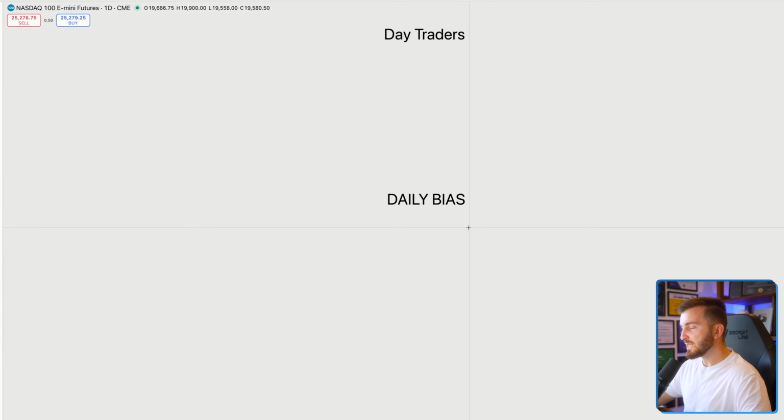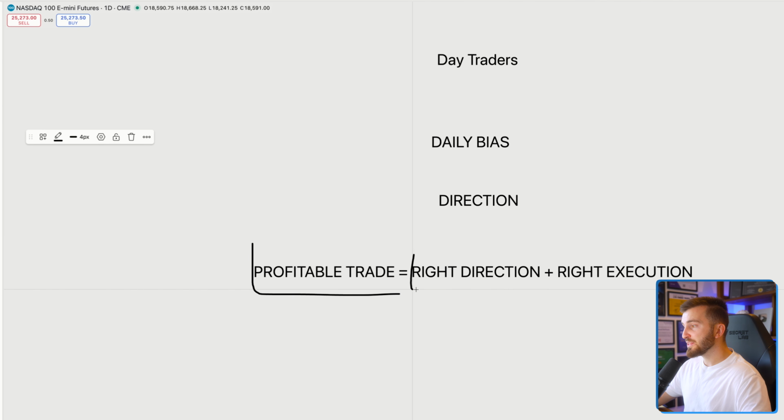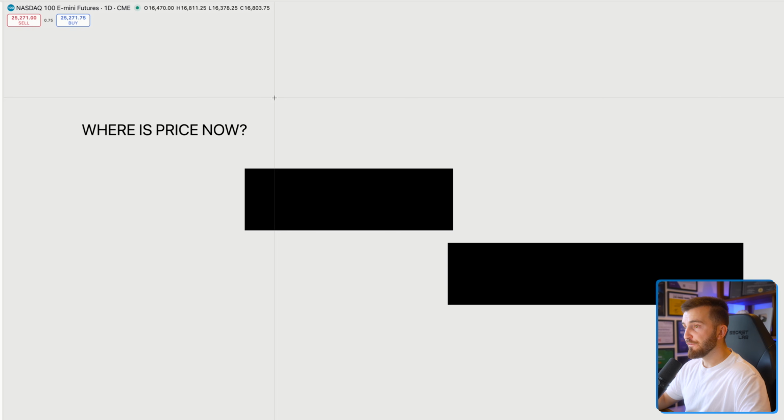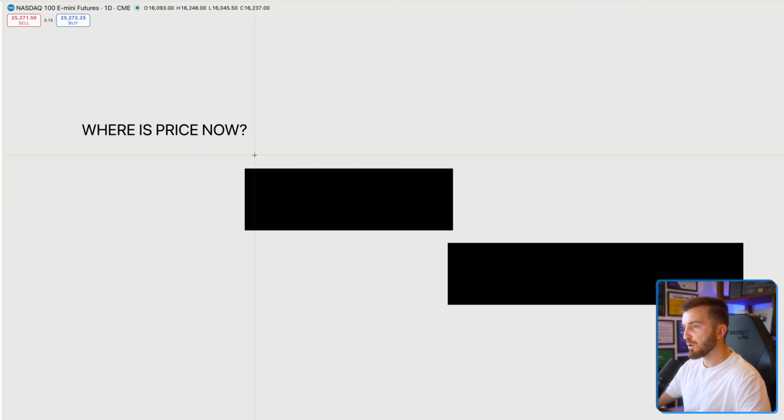Daily bias is the most important concept within trading for one single reason. It teaches you the direction of the market. And a profitable trade is just the right direction with the right execution. But first, if you do not have the right direction, then you will not be able to become profitable because you will be shorting on bullish days and longing on bearish days. And that is what daily bias solves. And the daily bias can be boiled down into just 3 simple questions. The first one being, where is price now? And keep in mind that the third question is the one that is going to simplify this process the most.